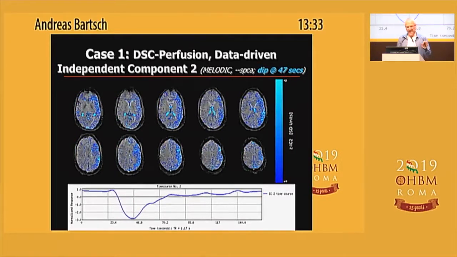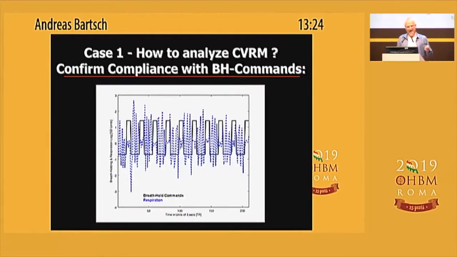So this is done before performing any CVR mapping. We are now doing the CVR. The first thing to do is monitor the respiration. So you ask the patient to hold their breath, and you check, did that work? So in blue, you see the recordings from the respiration belt. And you can see it worked. So the patient was following the commands.